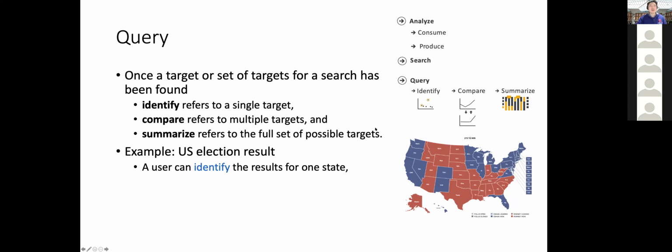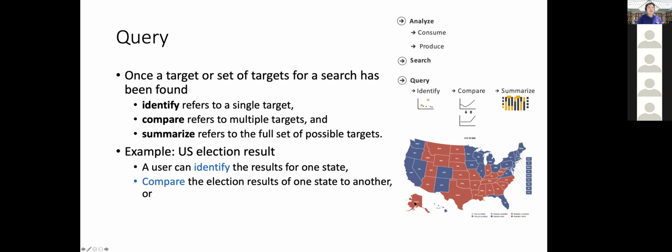Okay, in terms of the identify type of query, you can say the task is to identify the results for each state. So we know this is California, and for California, people voted for the blue party, which is Democratic. That task itself is a query, and it's identify. And this is Alaska, which is somewhere here in terms of position, and it voted for the Republican or red party. So that's identify.